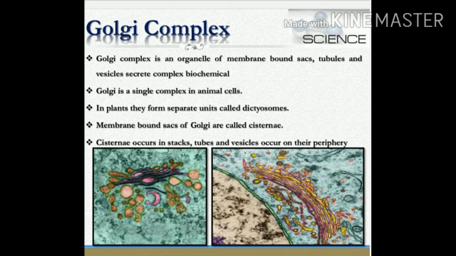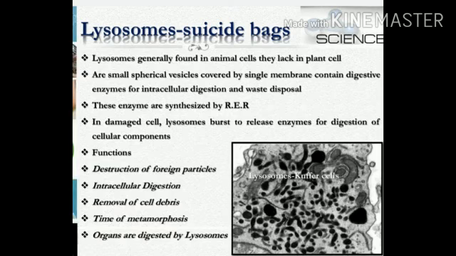In plants they form separate units known as dictyosomes, and they are also membrane bound sacs. They are known as cisternae, and cisternae occur in sacs, stacks, tubes and vesicles. Now look at the functions.